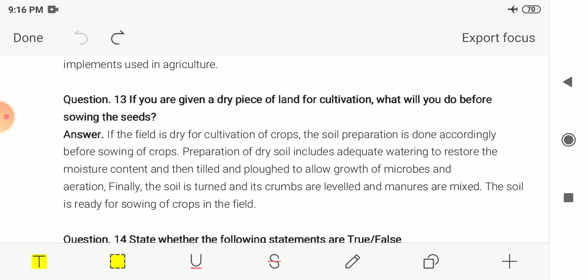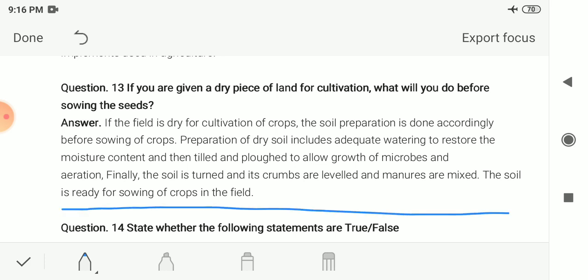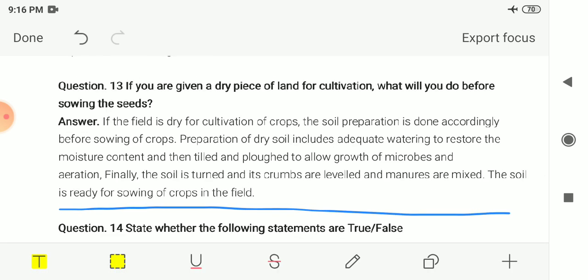Now, next, number 13. If you are given a dry piece of land for cultivation, a piece of land to grow the crop, then what will you do before sowing the seeds? So here the answer is given to you. If the field is dry for the cultivation of crop, the soil preparation is done accordingly before sowing of the crops. You have to prepare the soil before growing the crops.